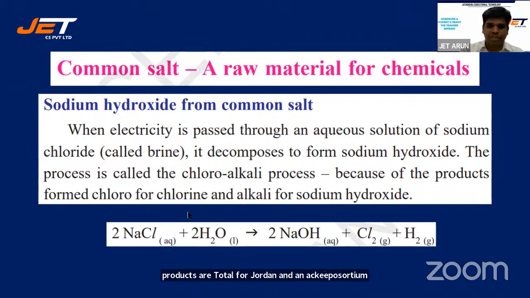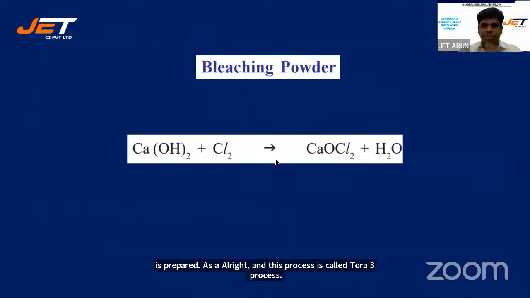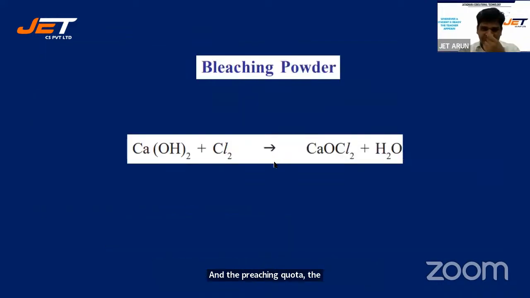Look at the equation, students. This equation is very important. It's a balanced equation. This equation tells us how sodium hydroxide is prepared from sodium chloride as a raw material. All right, and this process is called chloroalkali process. And the equation for bleaching powder is this. Calcium hydroxide reacts with chlorine, gives rise to bleaching powder plus H2O. CaOCl2 plus H2O.